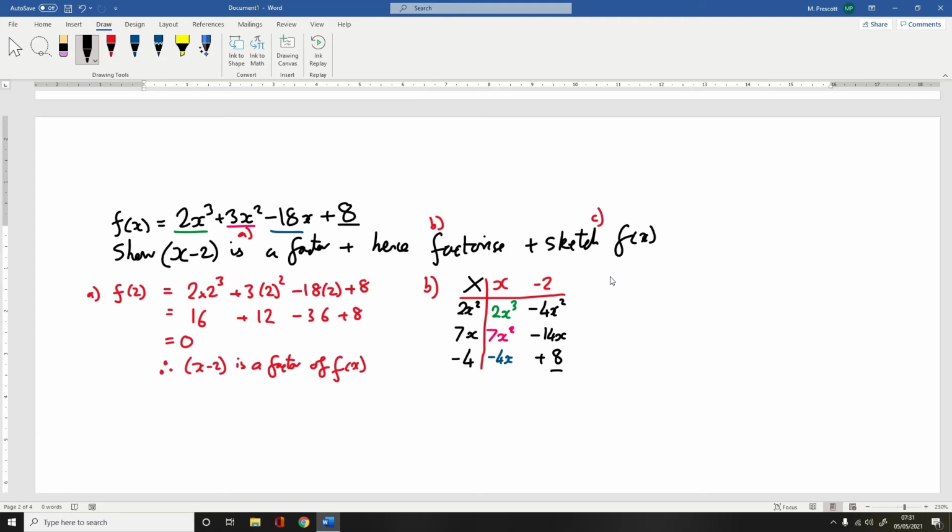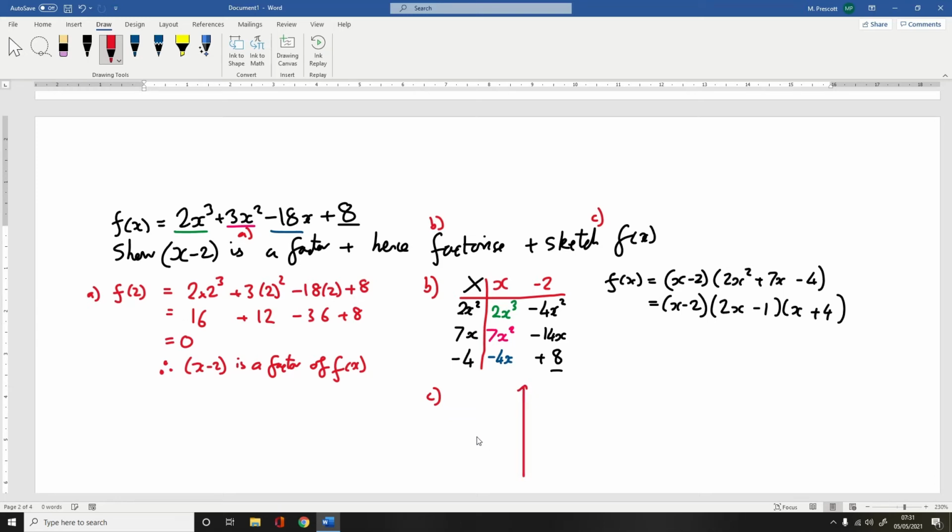So our factorization would be x minus 2, 2x squared plus 7x minus 4. And that would factorize to 2x minus 1, x plus 4. Again, you could go through a slightly more in-depth process to do that if you wanted, but that one just leapt out at me. Hence, sketch it.